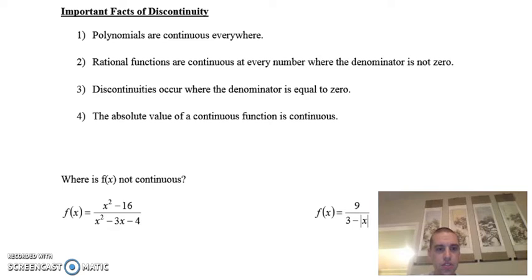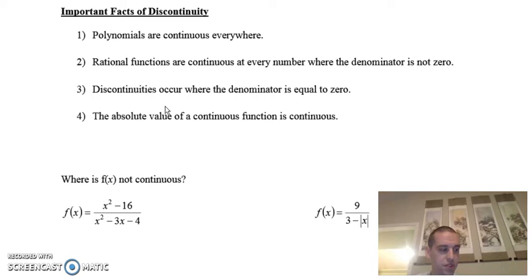So going on to page 2 here, the important facts of discontinuity. We talked about this again. 1, polynomials are always continuous. They're smooth and continuous. 2, rational functions are continuous at every number where the denominator is not 0. Again, rational functions are where two polynomials are divided by each other. 3, discontinuities occur where the denominator is 0, hence number 2. And 4, absolute values of continuous functions are continuous.